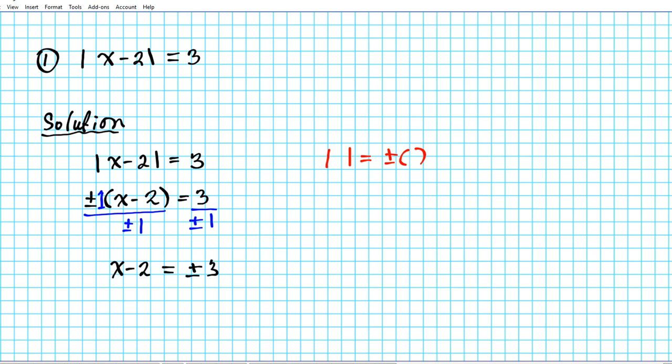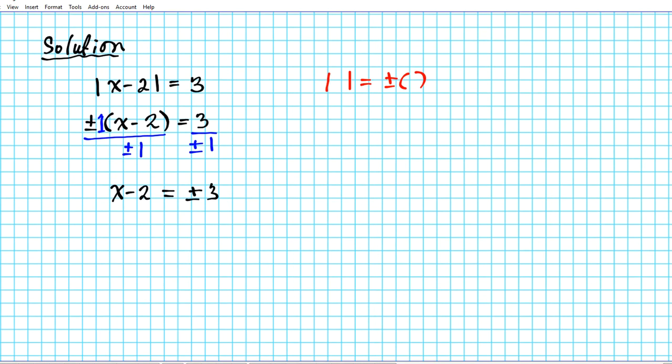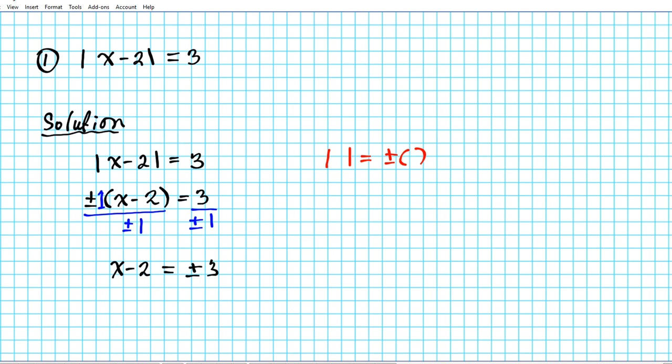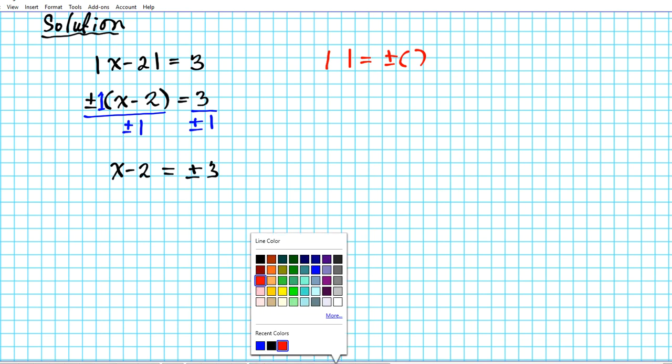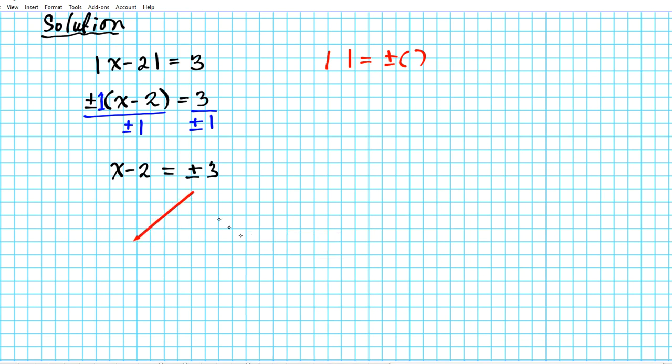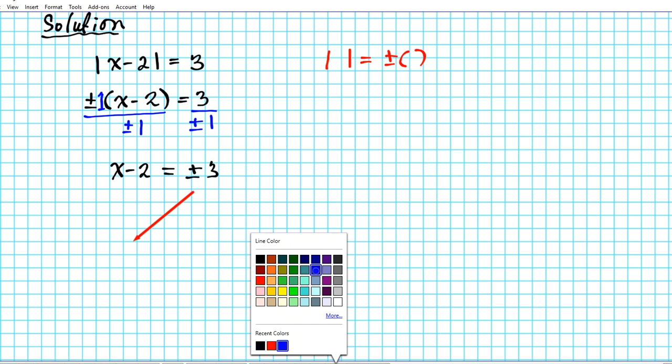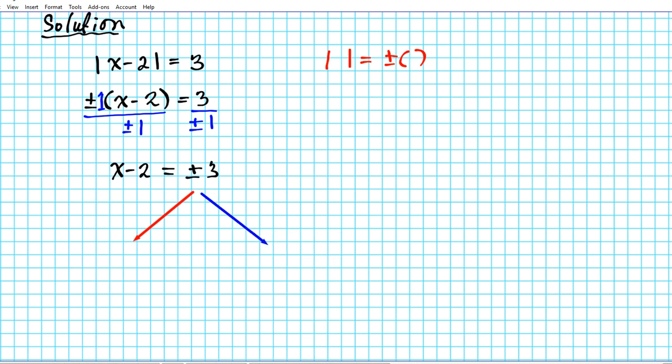Now at this point, this is where we're going to split our equation into two. You might ask yourself, how is that possible? Well, plus or minus represents two possible signs for 3. So it's either positive 3 or negative 3. Okay? So let's go ahead and carry out our split. So we're going to put the negative part on to the left, and then the positive part we're going to put to the right. Okay?